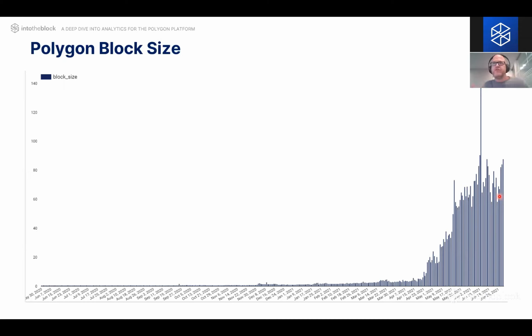There is nothing worse than seeing a blockchain with empty blocks, right? So this is a sign of adoption. This is a sign of activity, real transactions being processed in blocks. Look at how small the blocks were in the very early days of Polygon compared to what they are now. This is sizes in bytes, by the way.